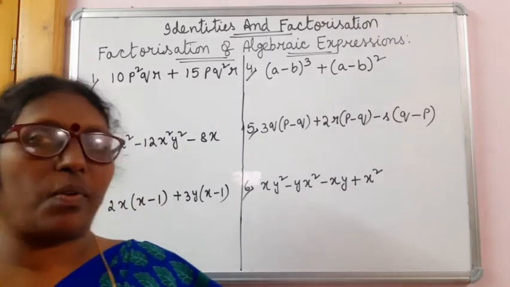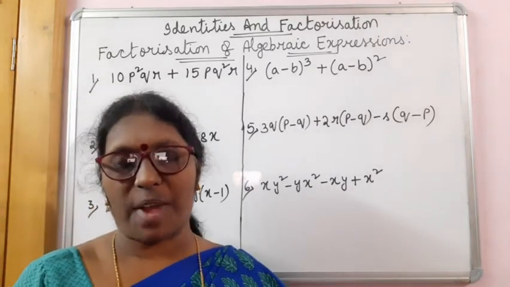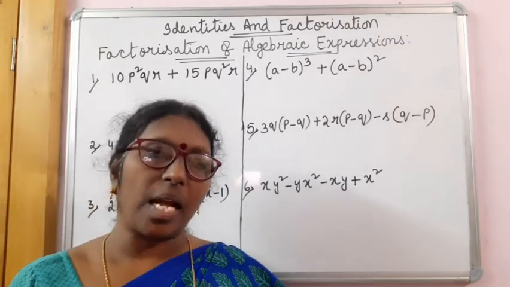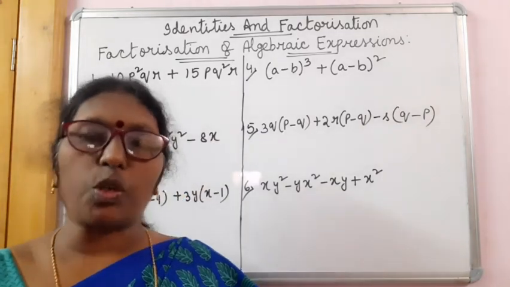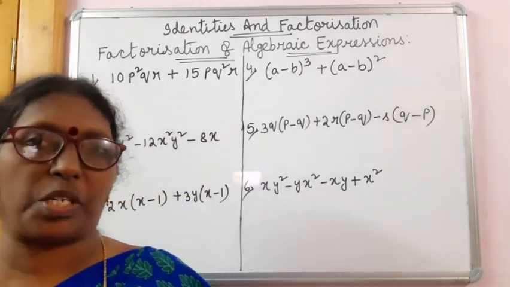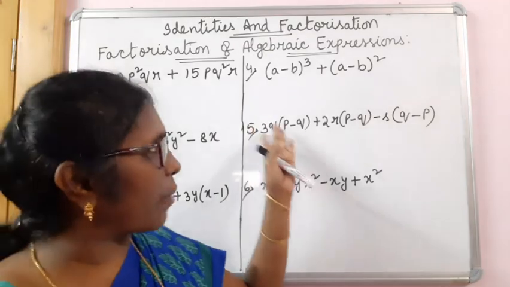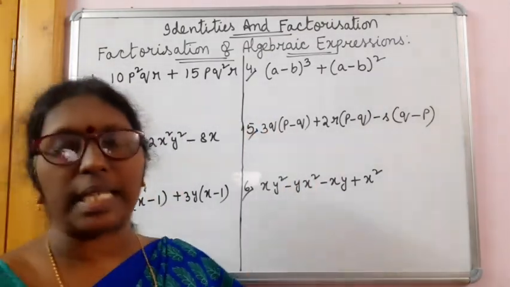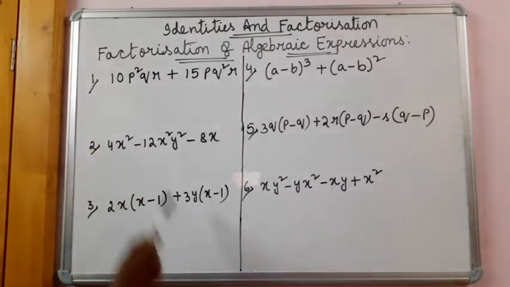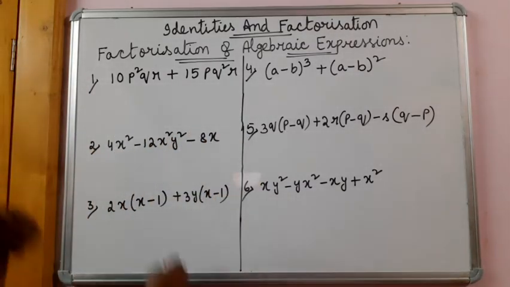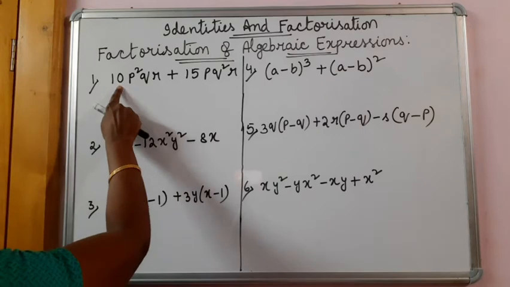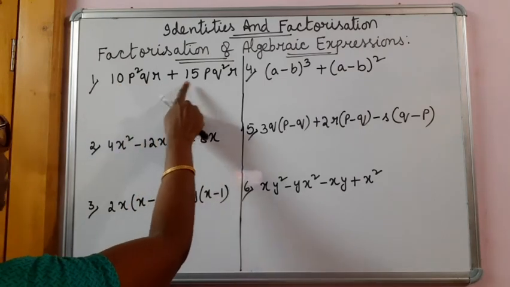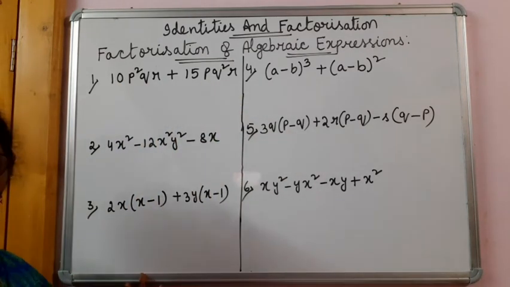Today let us have the chapter Identities and Factorization, and in that you are going to learn how to factorize algebraic expressions. I have come with some questions from simple to a little complex. Let us have them one by one. How to factorize this? Here the first one, 10p square qr plus 15p q square r.